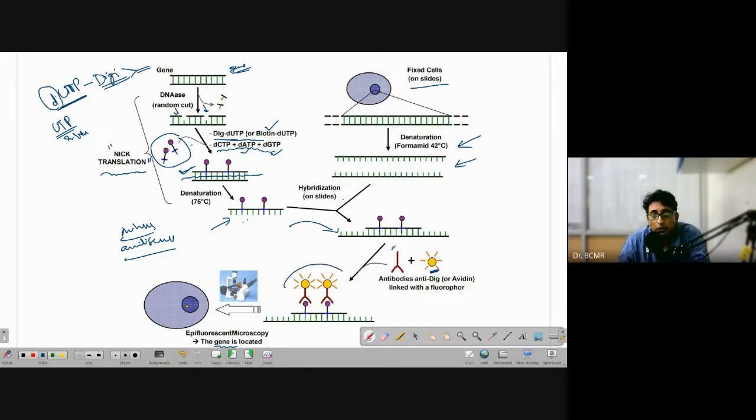Then the compound will give a color which would indicate the location within the cell where this gene is located within the nucleus. Okay, so this is another way of locating the presence of a gene or a sequence within a nucleus.